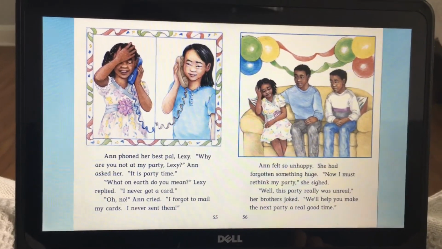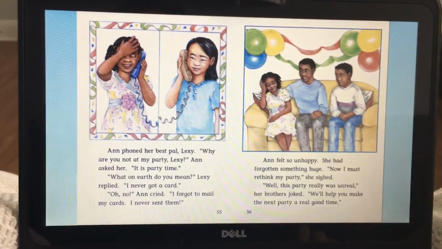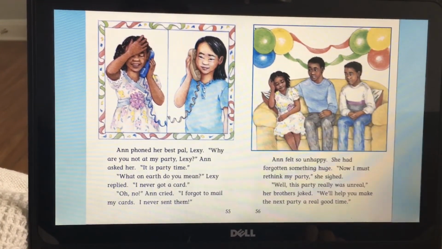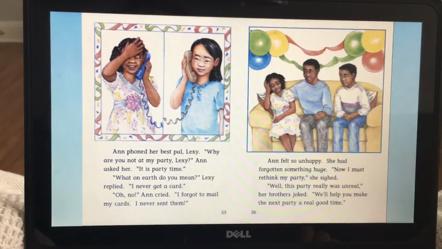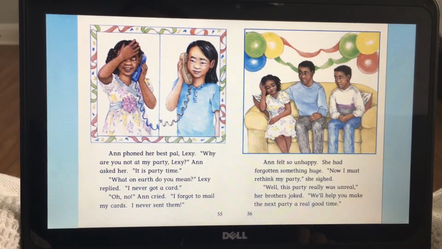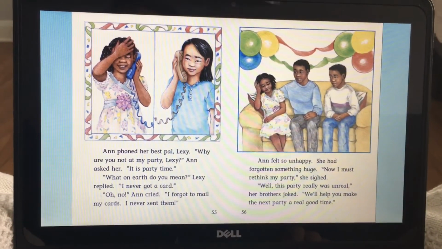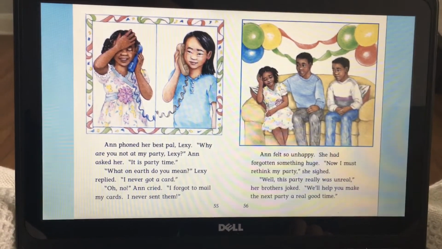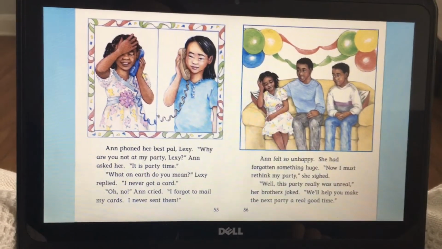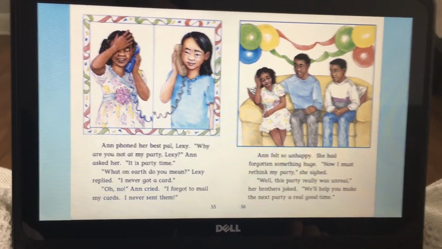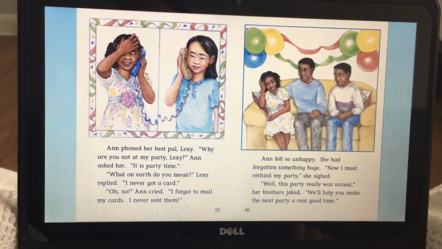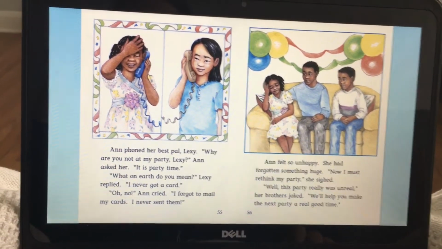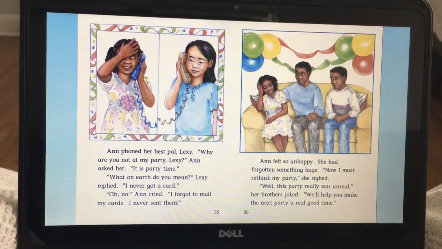Anne phoned her best pal, Lexi. Why are you not at my party, Lexi? Anne asked her. It is party time. What on earth do you mean? Lexi replied. I never got a card. Oh, no, Anne cried. I forgot to mail my cards. I never sent them. Anne felt so unhappy. She had forgotten something huge. Now I must rethink my party, she said. Well, this party really was unreal, her brothers joked. We'll help you make the next party a real good time.